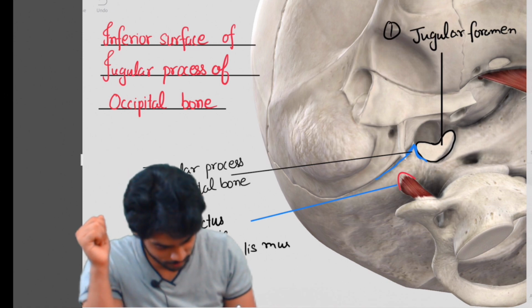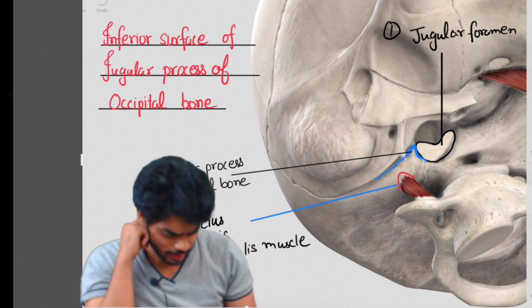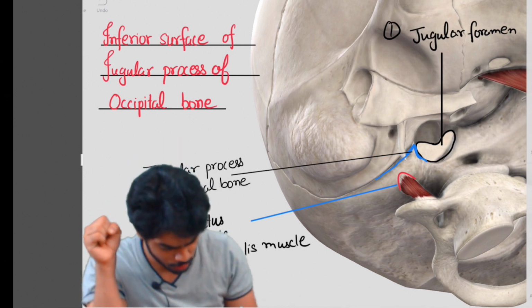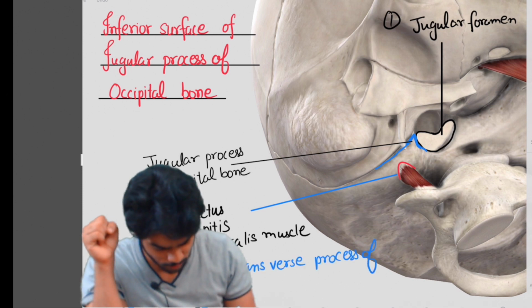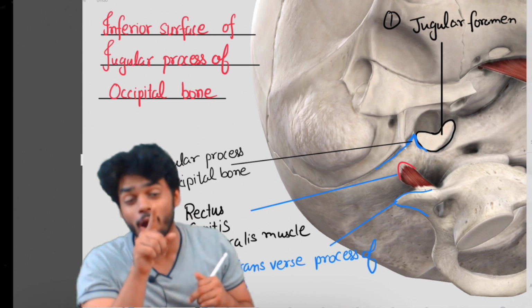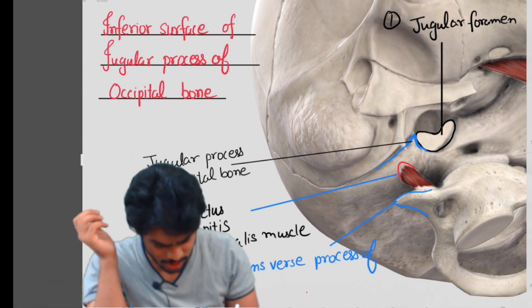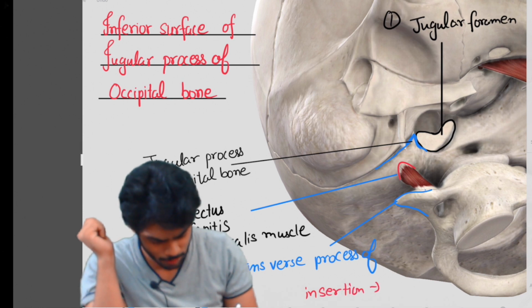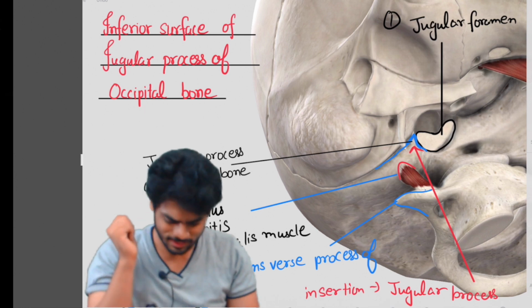See here, this muscle. What is the origin of this muscle? Here you can see the transverse process of the atlas. Origin is the transverse process of the atlas. Let me show you. Can you see the transverse process of the atlas? Yes, it has been outlined in blue. Now, where is the insertion? Insertion is the jugular process of the occipital bone. Very simple. Fine.